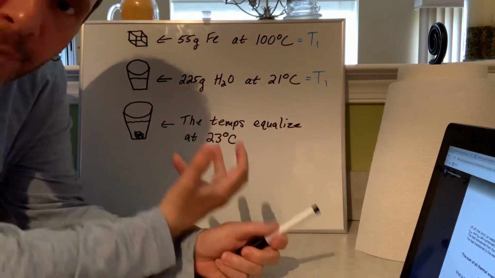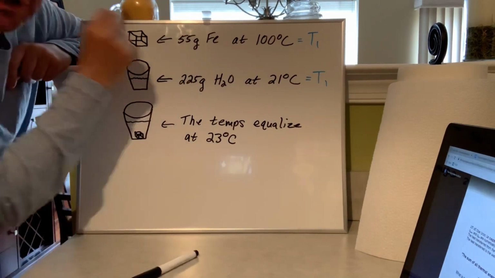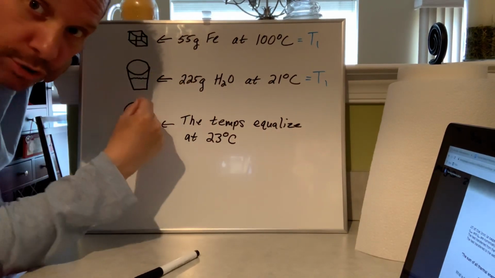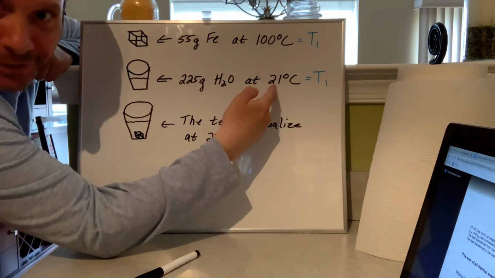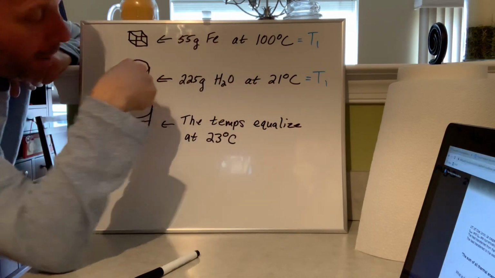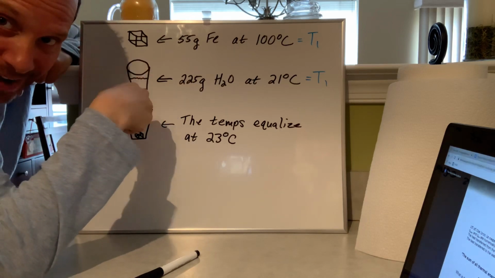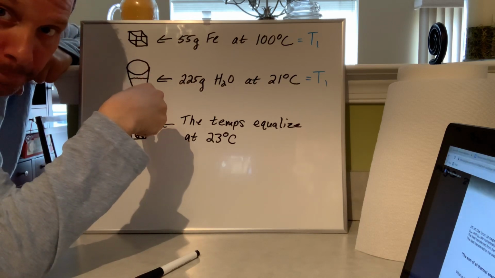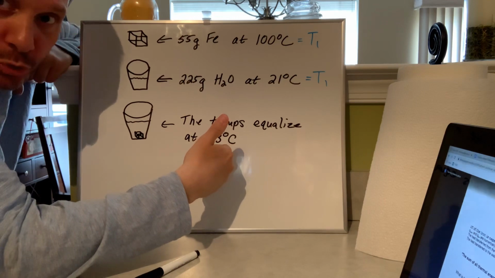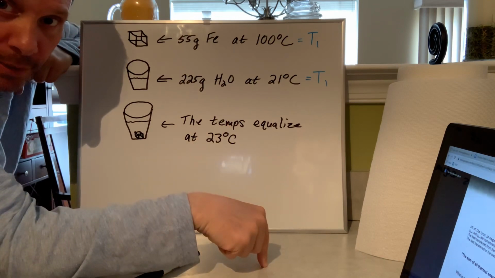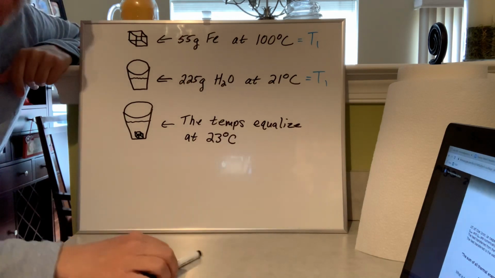Well, think about it. That probably makes sense. The iron is really hot. I drop it into the water, which is not, and it's cold, right? You drop it in, and if I took the temperature of the water after I drop the iron in, the temperature goes up to 23 degrees Celsius. Okay. Now think about it.